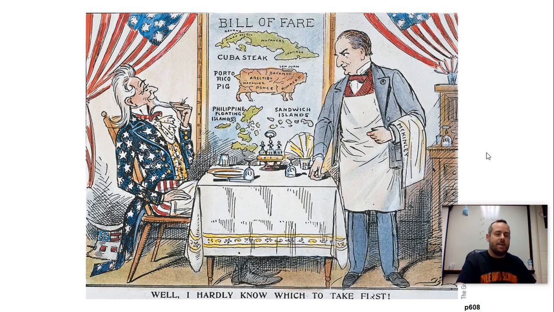Just to finish up, again, there are aspects of imperialism that are very attractive. This idea of spreading American values, democracy, increasing our security and our global power. But there's also certainly an aspect that is ethnocentric, borderline racist, very greedy. This cartoon here shows Uncle Sam at the table with the current president at the time, William McKinley, as waiter, saying, well, I hardly know which to take first.